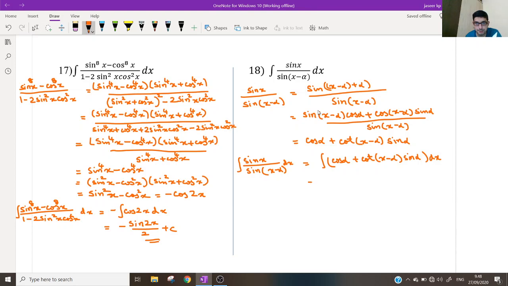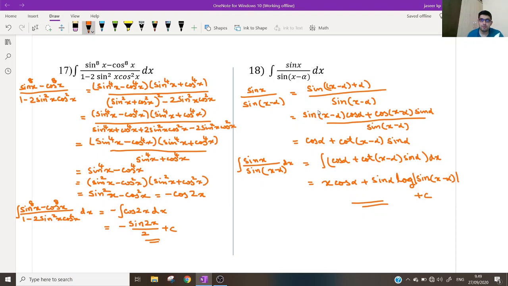So let us take the cos alpha, independent of x, so it will come outside. It's cos alpha into x, so that can be written as x cos alpha. Similarly, sin alpha will come out. Now the integral of cot is log modulus of sin x, so sin of x minus alpha is here, plus c. So this will be the answer.